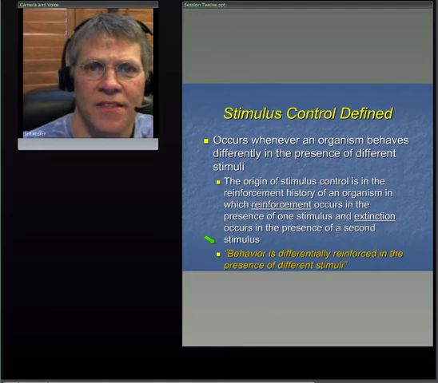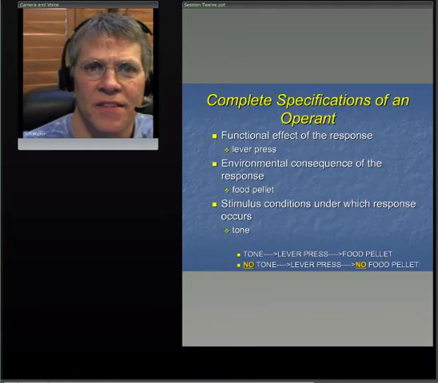All right? So we're going to go through lots of examples of this. The first example we could talk about, and by the way, this is how we talk in terms of the specification of the operant. The operant really involves three different things that we have to bring into specification. The first thing is the operant response itself. That is the environmental consequence of the response.